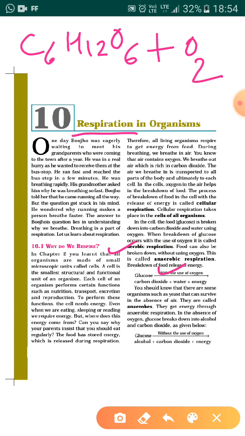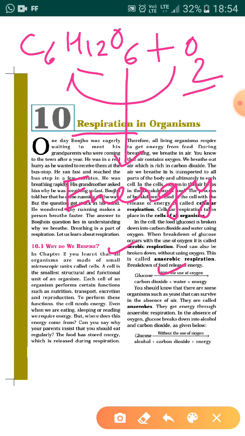So now what happens when glucose burns? Oxygen acts as a fuel and it burns glucose. And why does it burn glucose? So that we can get the energy. So this is all about respiration. Respiration is burning of food and release of energy. And who is burning the food? Oxygen is burning the food basically, here in case of aerobic respiration.